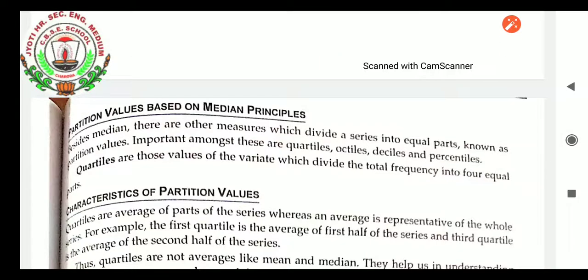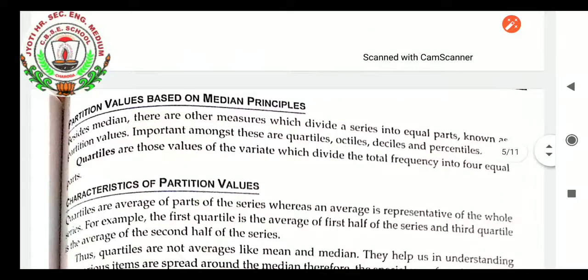Now I will be proceeding to partition values based on median principles. Partition values divide the series either into 2 equal parts, that is the median, or into 4 equal parts or other equal parts. When we divide the series into 4 equal parts, they are known as quartiles. Quartiles are those values of the variate which divide the total frequency into how many parts? 4 equal parts. Besides that, a series can be divided into quartiles, octiles, deciles and percentiles. Octiles means 8, deciles means 10, percentiles means 100.